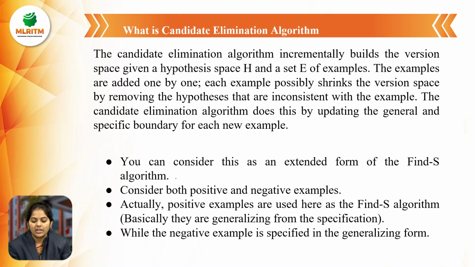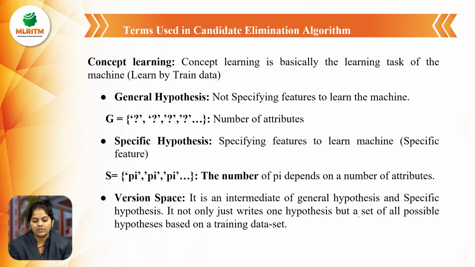Okay, so you can consider this an extended form of the find-S algorithm. We have a disadvantage with the find-S algorithm, as we take only positive examples for it. So to improve the quality, the candidate elimination algorithm will use both positive and negative examples. The positive examples are used as the find-S algorithm does, while the negative example is specified in the generalized form. Okay, so we have some terms here.